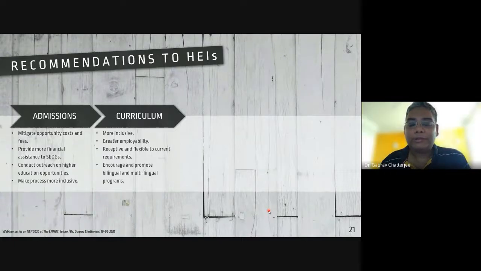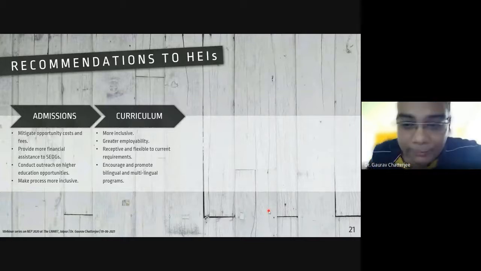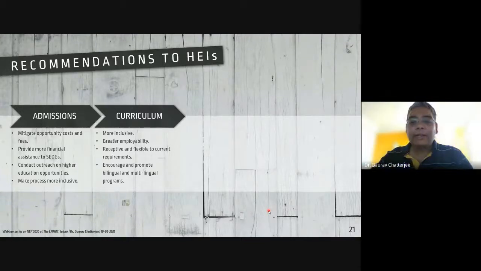Then it talks about creating the curriculum towards greater employability. We need to make more employable engineers rather than trainable engineers. There's a difference between employable engineers and trainable engineers. We excel in trainable engineers, which the companies can come and pick up and train them. But employable engineers are something different. Students can manage to integrate into the technical society immediately. That is employability. Then the curriculum needs to be receptive and flexible to current requirements. And finally, we need to encourage and promote bilingual and multilingual programs by putting them into the curriculum.